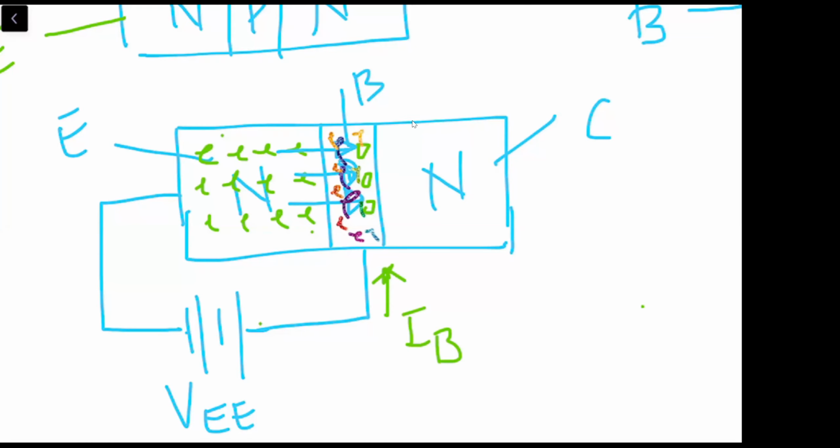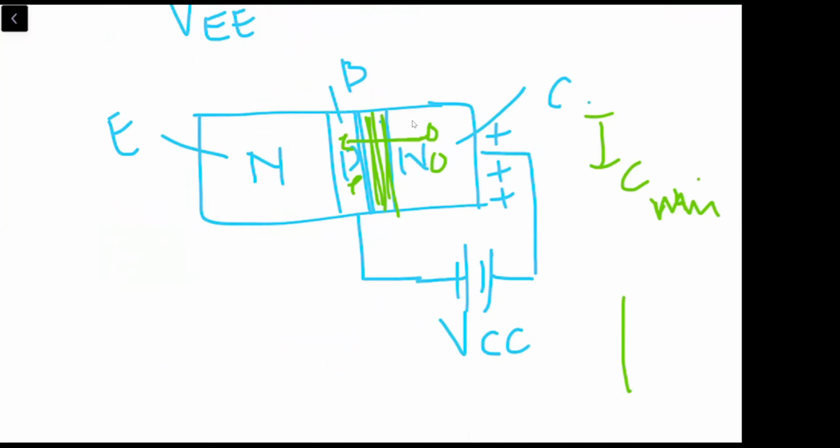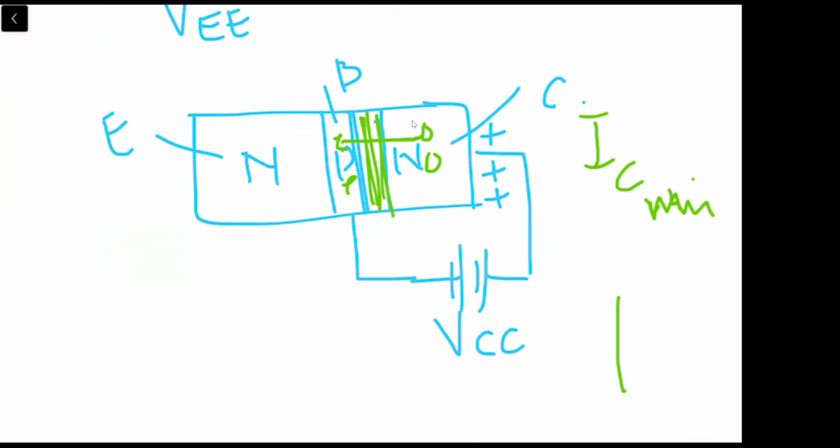Yes, sir. And similarly, the current in the base collector junction is due to the minority carriers. The electron flow is in this direction, so this means IC minority will be flowing in this direction, right?